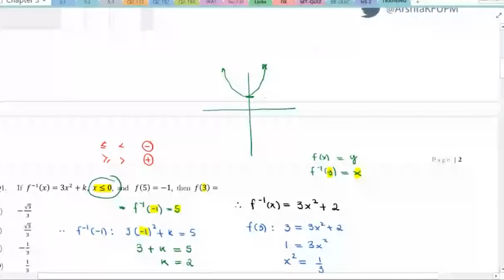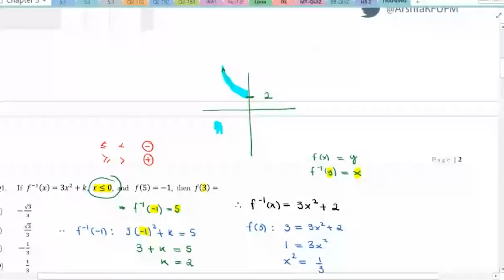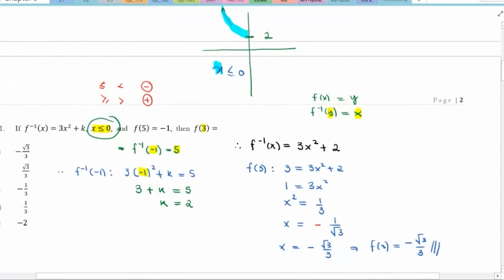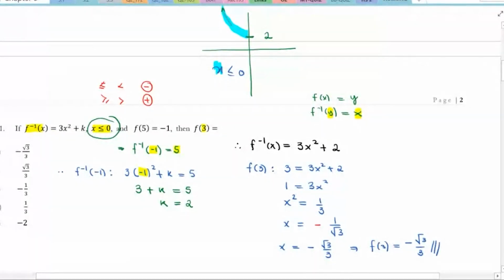So the y-intercept here is 2, right? So here we are talking of only this part, the left part. The right part is deleted because we said x is less than or equal to 0. For simplicity, the domain of the F inverse is going to be the range of F. And then the range now, we take the minus because the domain is less than 0. So the range is also going to be less than 0.